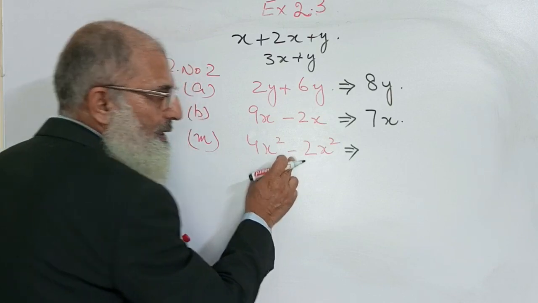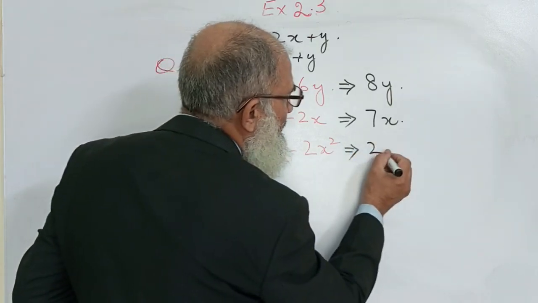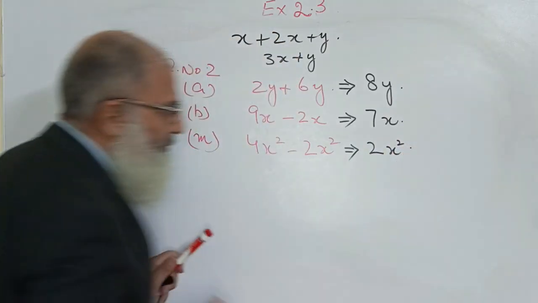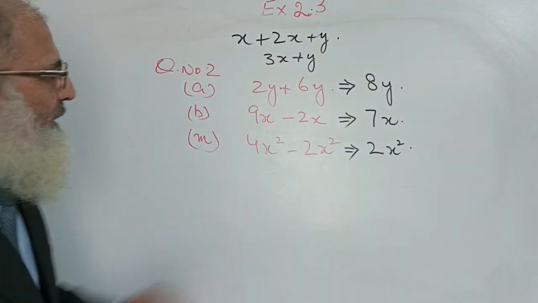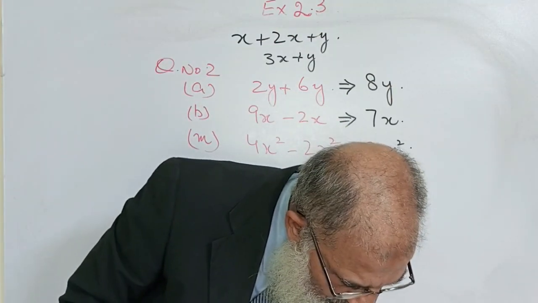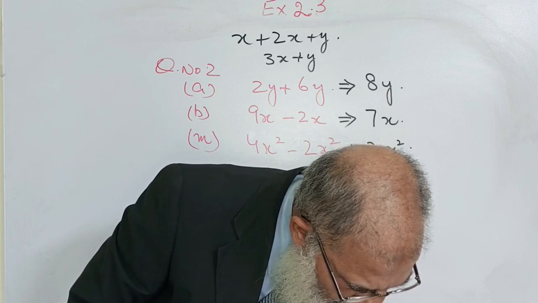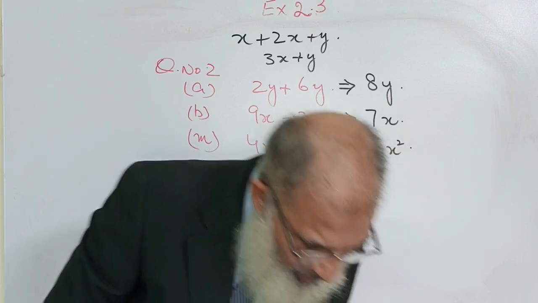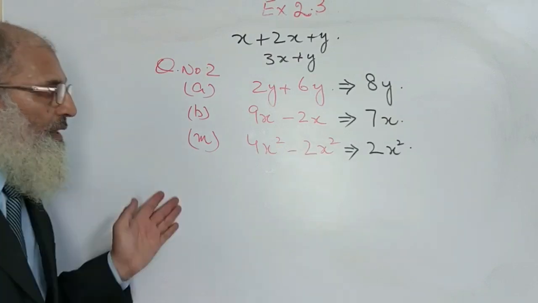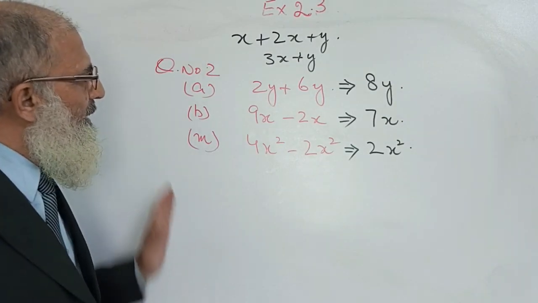because it is asking us for the subtraction. So 4 minus 2 is 2, and 2x square. You see that the variable with its power remains the same. So all the other questions are just like these.